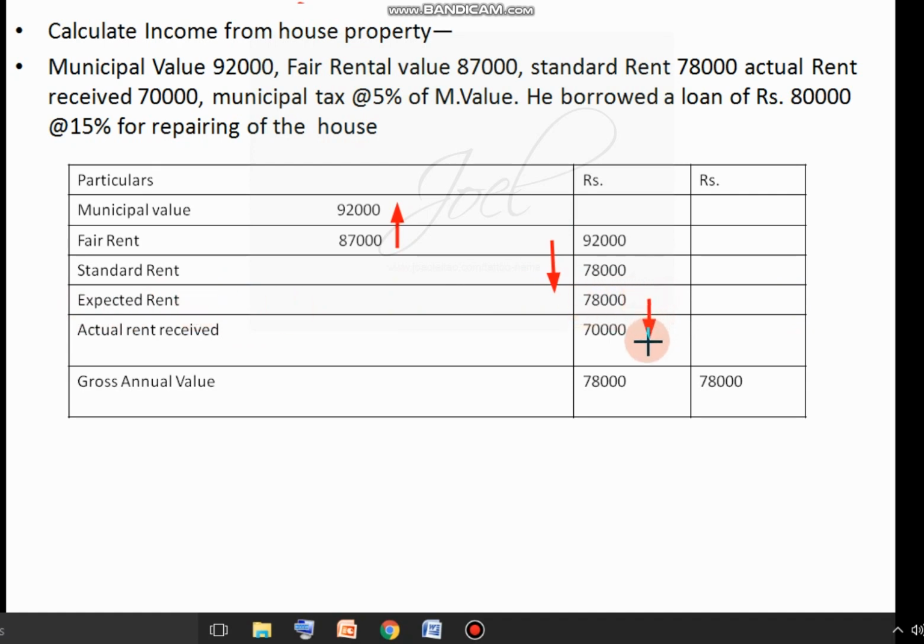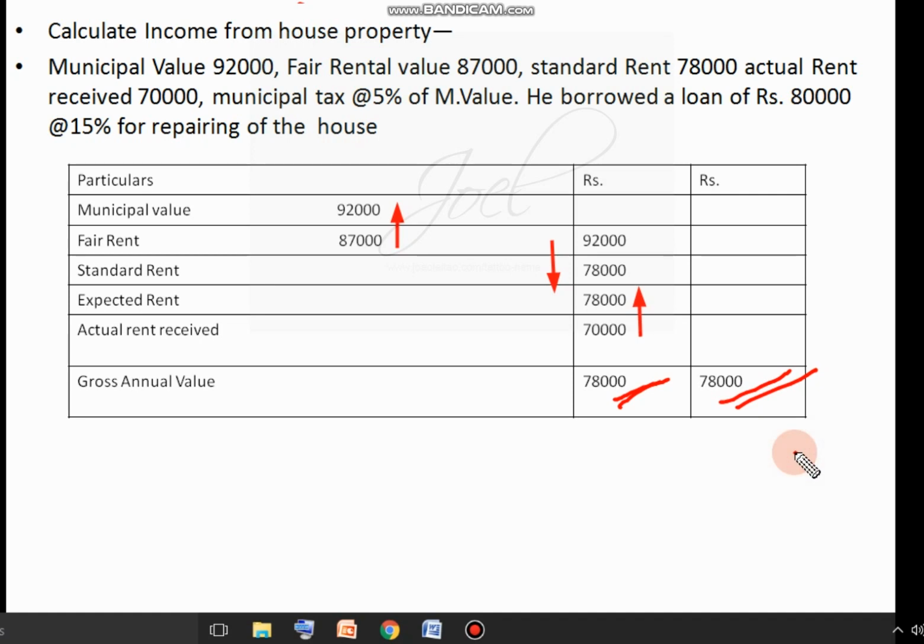Now expected rent and rent actually received, these two amounts we are comparing. So the highest value we will get, that value is our gross annual value. So gross annual value in this particular problem is 78,000 as we learnt earlier.